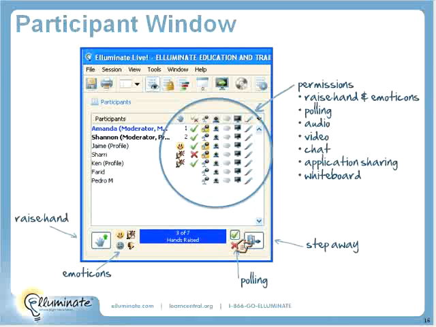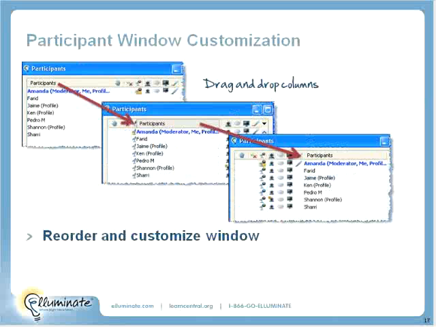And the stepped away. If you want to step away from the session, you simply click that button, it grays your name out. Really just kind of indicates that, hey, you stepped away, you're not there right now. Maybe you had to take a call, you're getting a cup of coffee. When you come back, you click that button again, and then your name will be displayed again in the participant window.